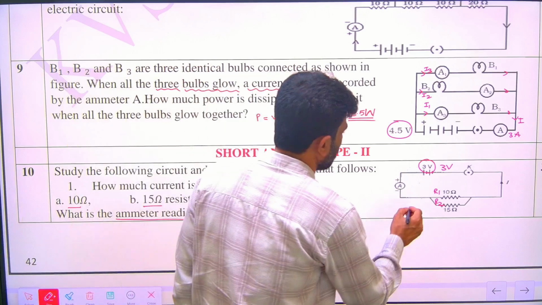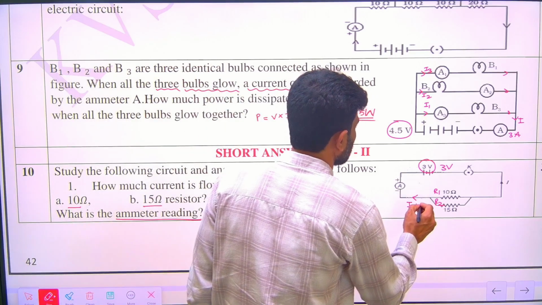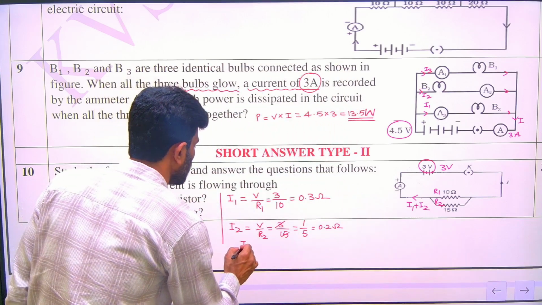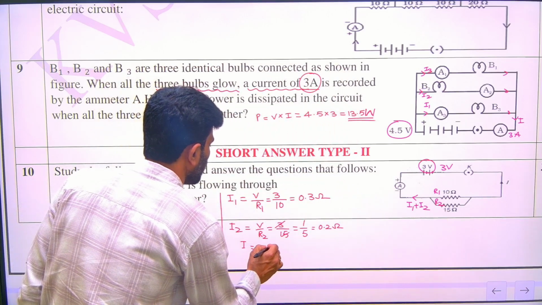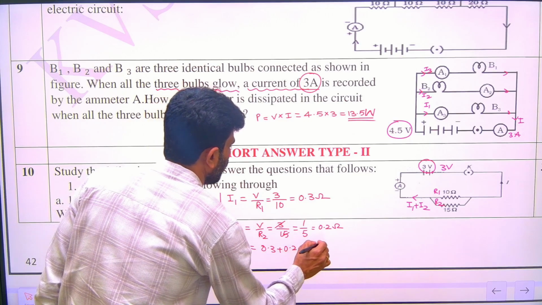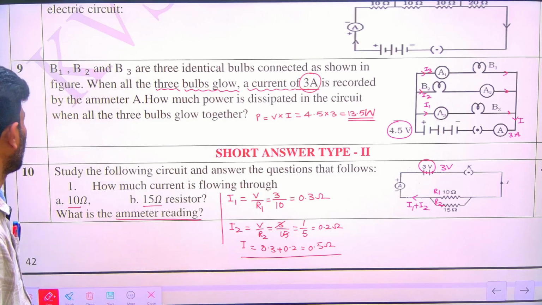So when it comes to the ammeter, again what happens? They both will be mixed. I1 plus I2 it will be. Ammeter reading will be I1 plus I2. So I is equal to 0.3 plus 0.2, total 0.5. This is the ammeter reading. Hope you understood this also.